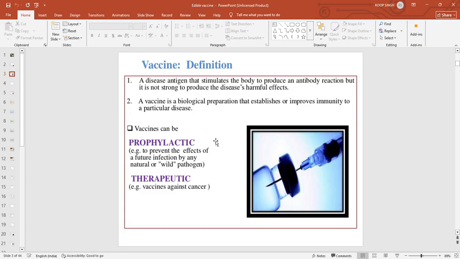There can be two types of vaccine. Prophylactic vaccine is to prevent the effects of future infection by any natural or wild pathogen. And therapeutic means it's to treat a particular disease, like cancer vaccines. So vaccines against cancer are called therapeutic because they can cure cancer.